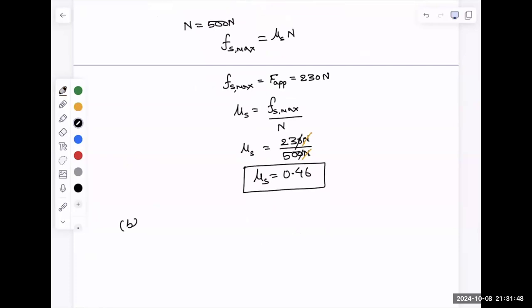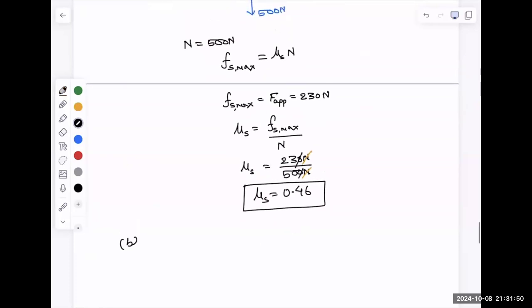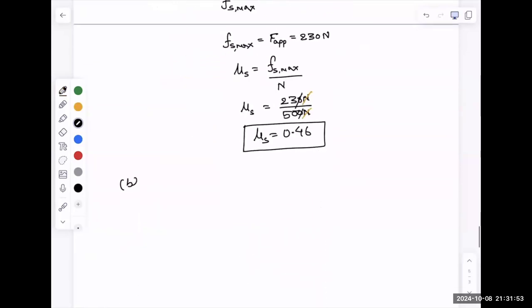Okay, and for part B, again, what we know, my object starts moving. Come on. It goes in the other direction only. Oh, you have to go in the right direction. Clockwise, then only it makes the object move.